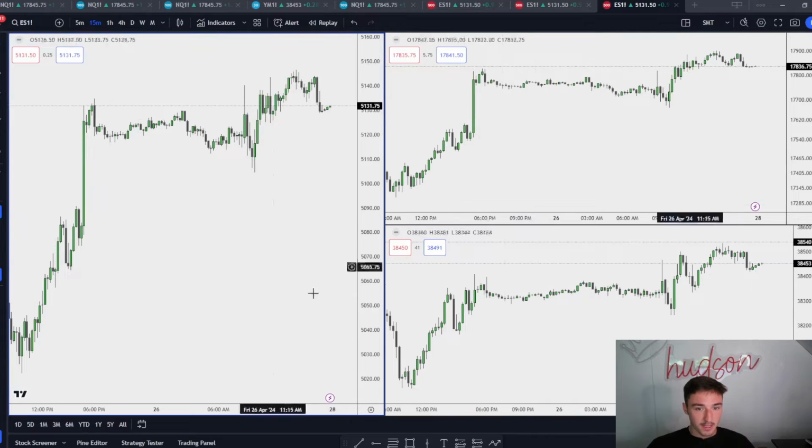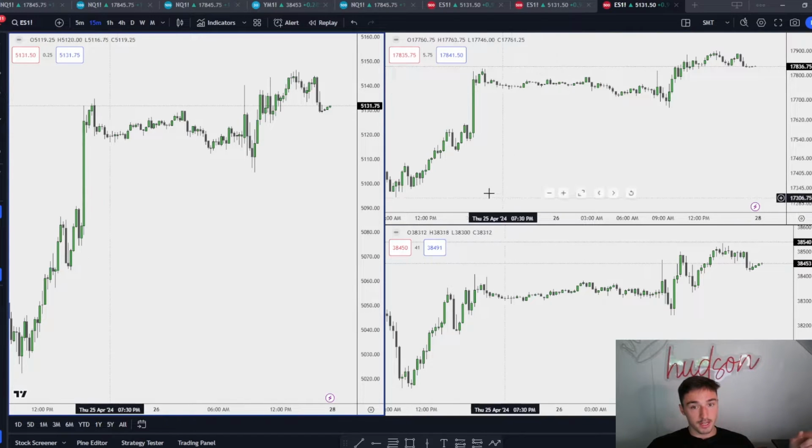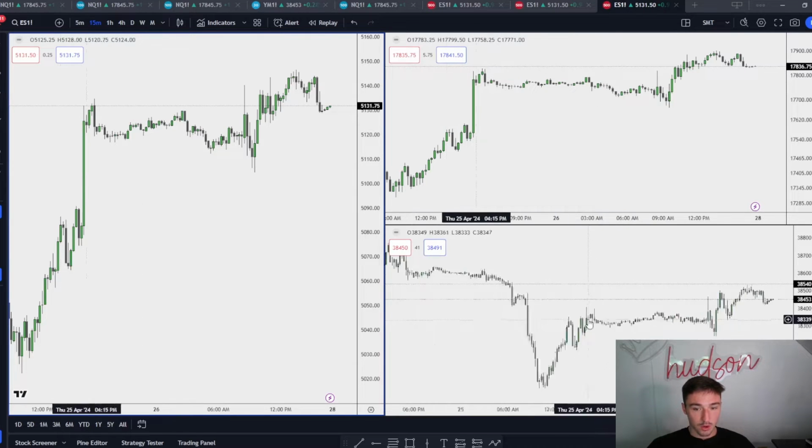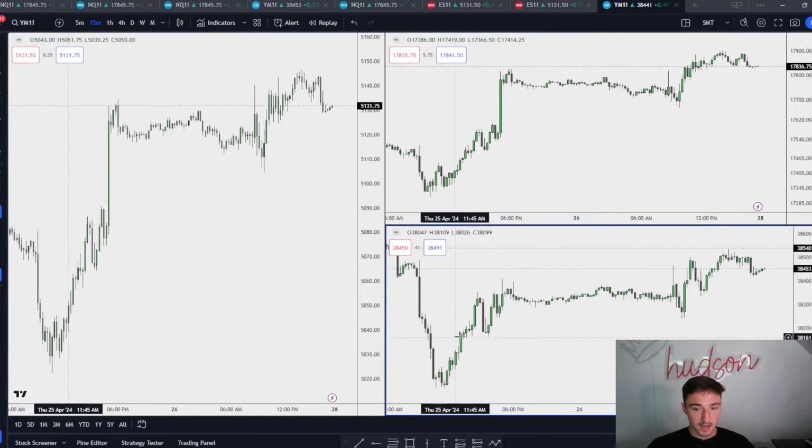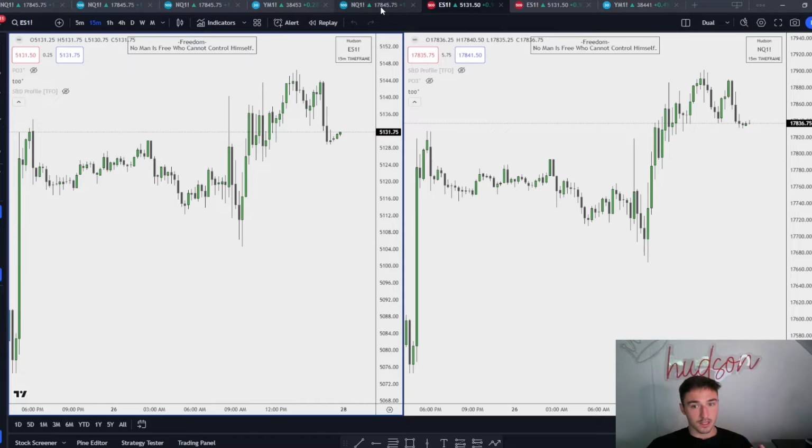So this is my SMT chart that I have on my other screen. I have ES on the left, NQ, and YM on the right on the 15-minute chart, so I can see when we are forming a higher time frame SMT. Now let's hop into the charts and show you exactly what this is going to look like.